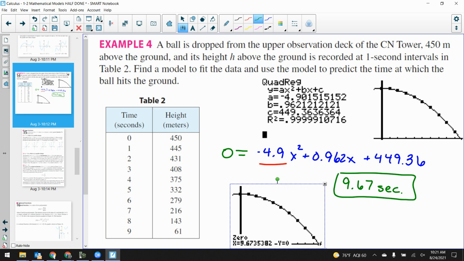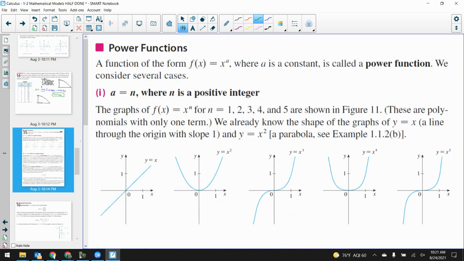So we've done linear regression. We've done quadratic regression. Right? We've talked about linear models, quadratic models. But there's all other sorts of functions that we can have as well. So I'm going to run through some of them. For example, a power function, where we have x to the power of some number, like x squared, x to the third, x to the fourth, x to the whatever. X to the n, where n is a positive integer.